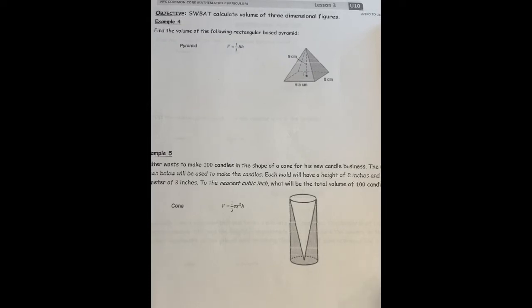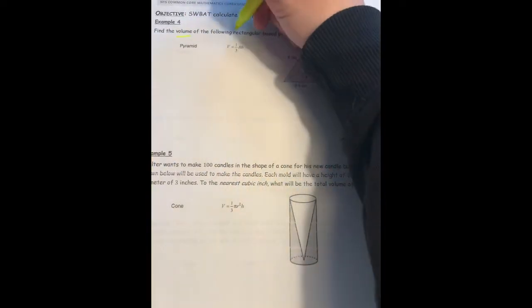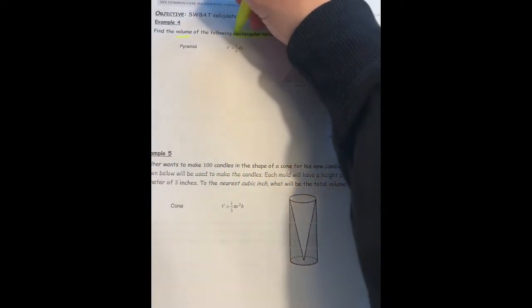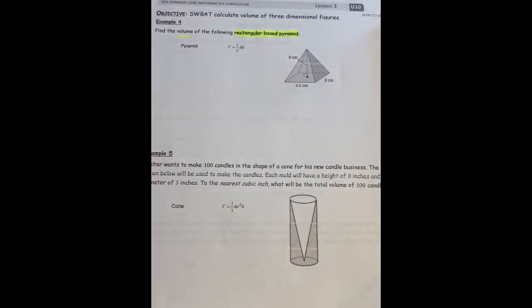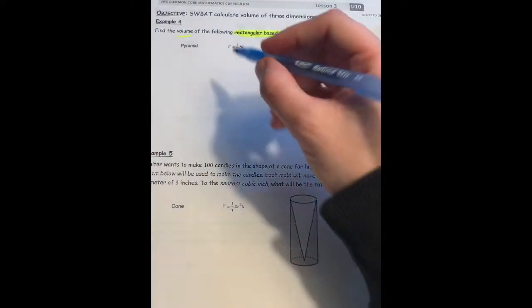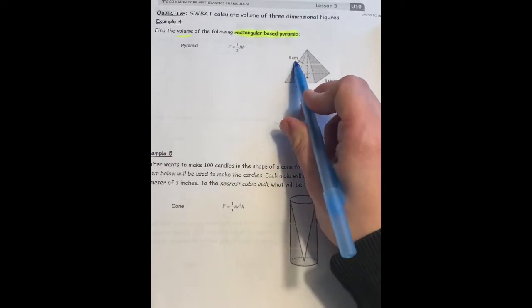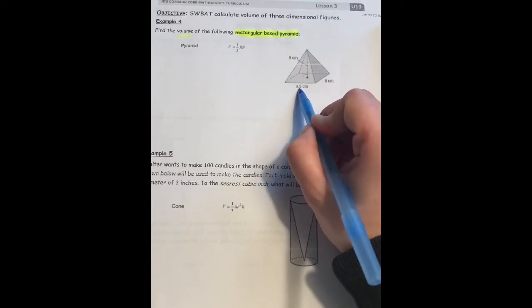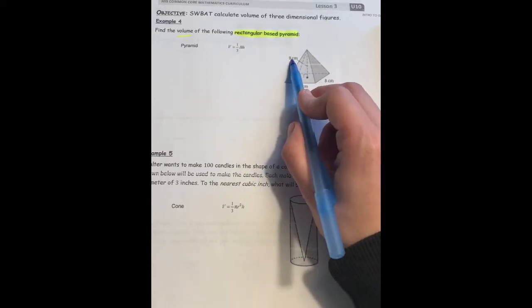Find the volume of the following rectangular-based pyramid. So we're going to find the volume of the rectangular-based pyramid. So before we had a square-based pyramid, now we have a rectangular-based pyramid. They give us all our information on the diagram. So they give us a 9.5, they give us an 8, and they give us a 9.